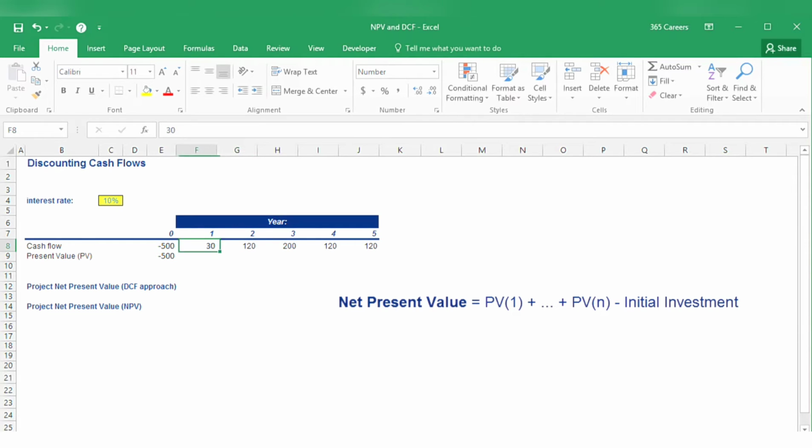To discount the first future cash flow, we need to divide it by 1 plus the interest rate, elevated to the first degree. The degree to which we are elevated depends on how many years from the present the cash flow we are discounting is. So, for example, the next cash flow will be elevated to the second degree because it is 2 years from now, and so on. The formula that we typed can be pasted directly to the right, if we fix the cell references of the interest rate with dollar signs.